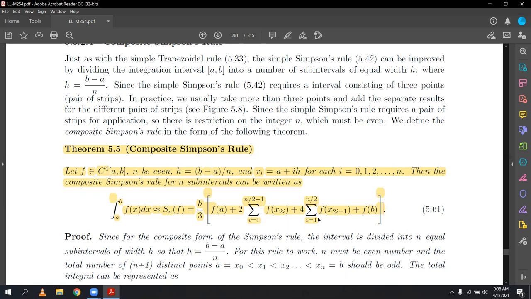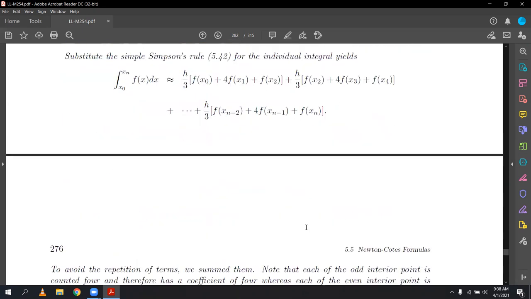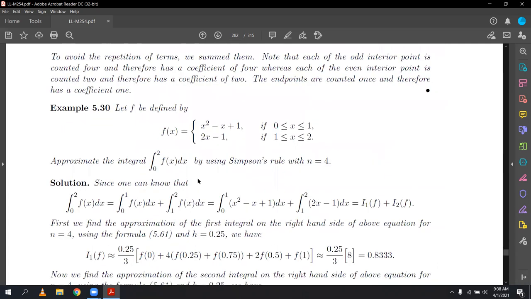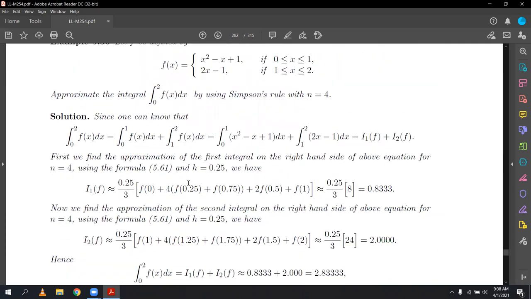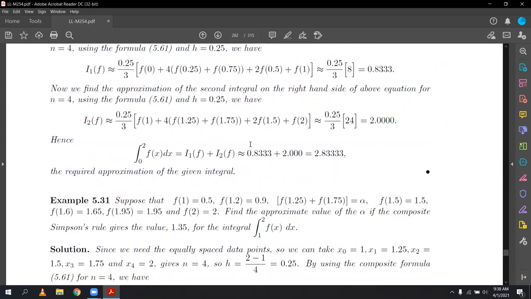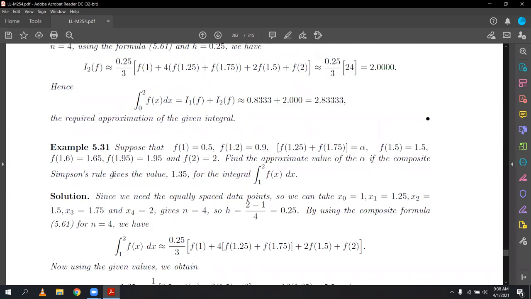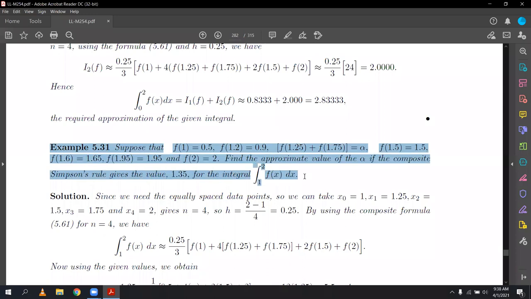And all the odd point function values. Odd points mean f of x 1, f of x 3, f of x 5, f of x 7. They should be multiplied by 4. This is the distribution we have for the case of the composite Simpson rule. This can be for n plus 1 points we have here now. I proved that one here. This is a simple example, no need for that one here. But you just check this one. I give you this example. This is a very good example.